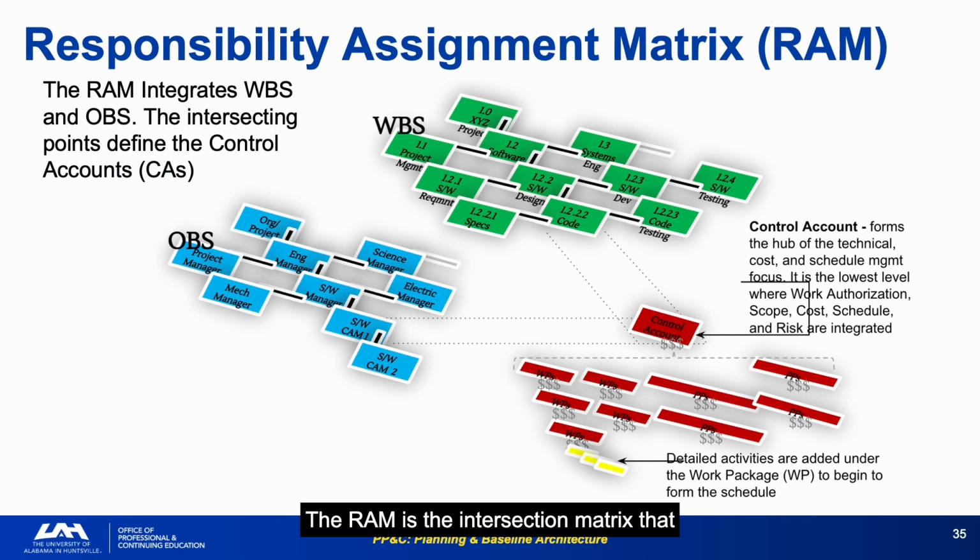The RAM is the intersection matrix that maps the WBS, what, against the OBS, who. The intersection points define the control accounts, which are the basic unit of performance measurement in EVM. The control account is where your budget, schedule, and performance measurement all meet. Work packages and planning packages live below the control account. This is where EVM data is generated and where the integrator focuses.